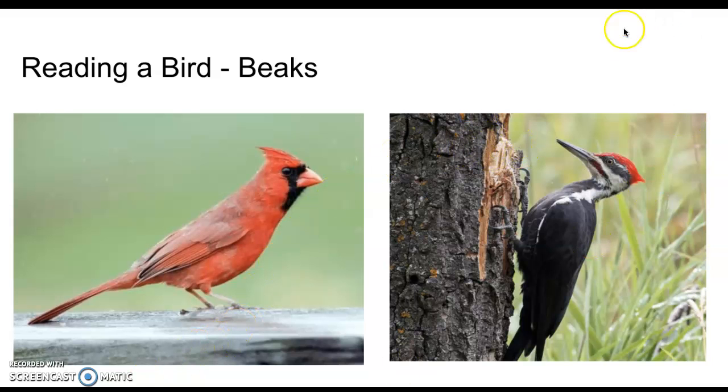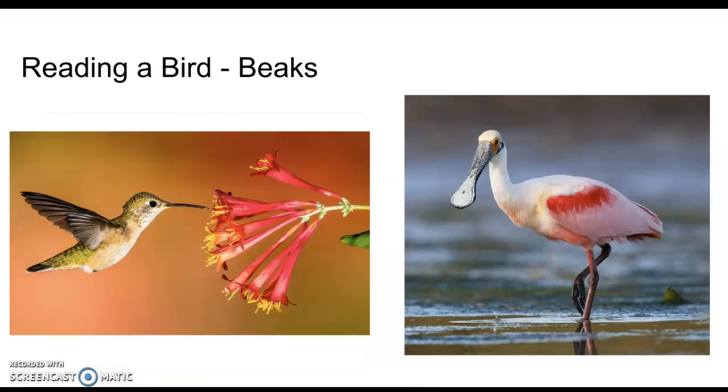And they also make these holes in trees, and so they need a powerful, narrow beak to be able to do that. And then finally, you have a hummingbird here. And these hummingbirds, basically, eat nectar. I have a few of these in my yard.